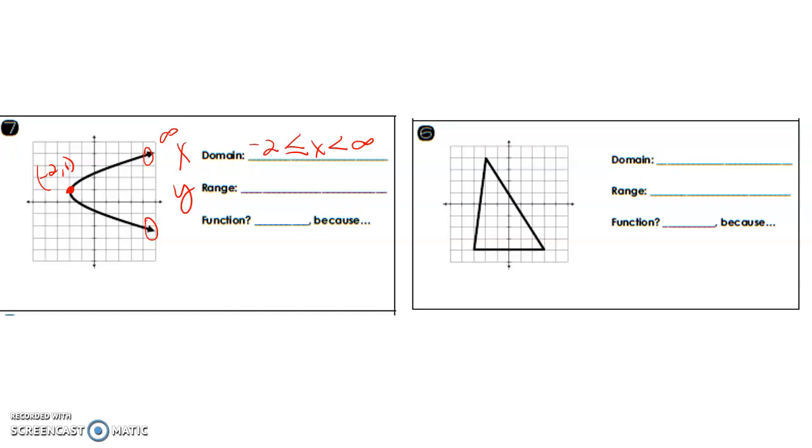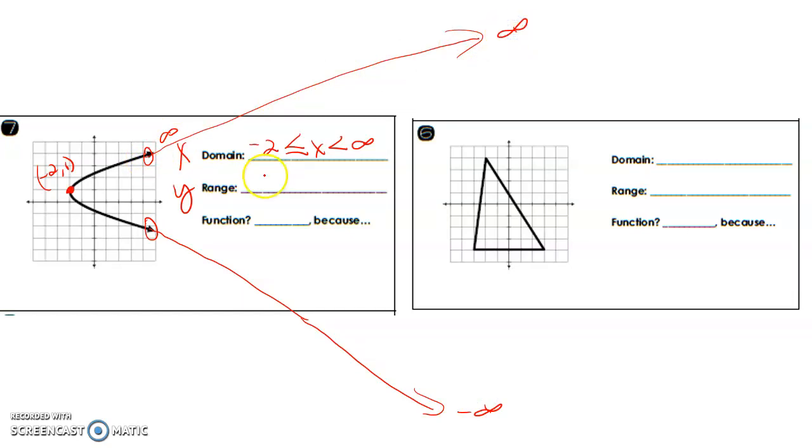Right, my range. So what's my lowest point? Well, my lowest point here is going to be negative infinity, because this is going to keep going down forever. That's going to keep going up forever. So I'm going to have a negative infinity, positive infinity scenario here. So all real numbers. Negative infinity, less than y, less than infinity. Is this a function? No. Does not pass the vertical line test.